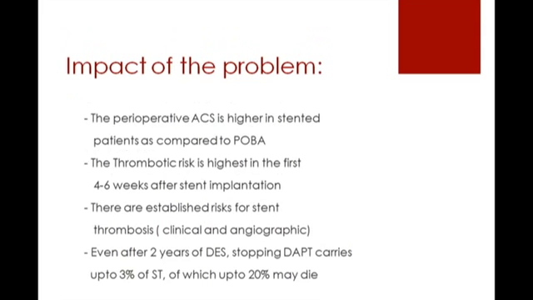Now, we know from different studies that perioperative risk for acute coronary syndromes is highest in stented patients as compared to plain old balloon angioplasty. So that tells you clearly that the presence of a coronary stent is a problem by itself. It's a solution. It solved a lot of problems for the cardiologist, but it also created more problems for the surgeon and the intensivist and the anesthesiologist in the post-operative care and the perioperative care for patients who are going for non-cardiac procedures. The thrombotic risk is highest in the first 4 to 6 weeks after stent implantation. This goes on for both bare metal stents as well as drug-eluting stents.